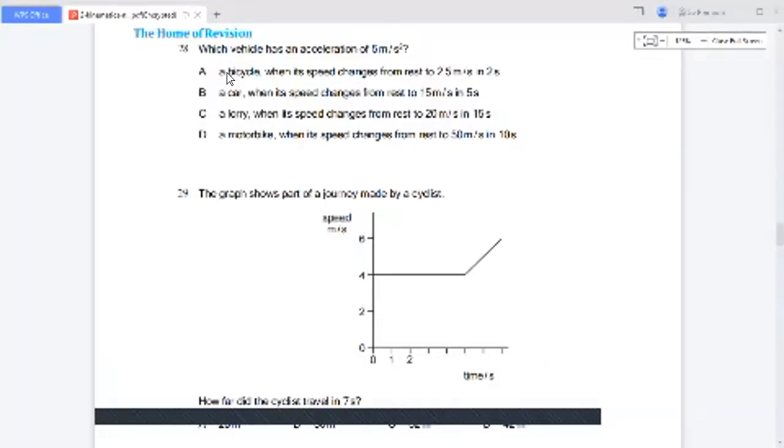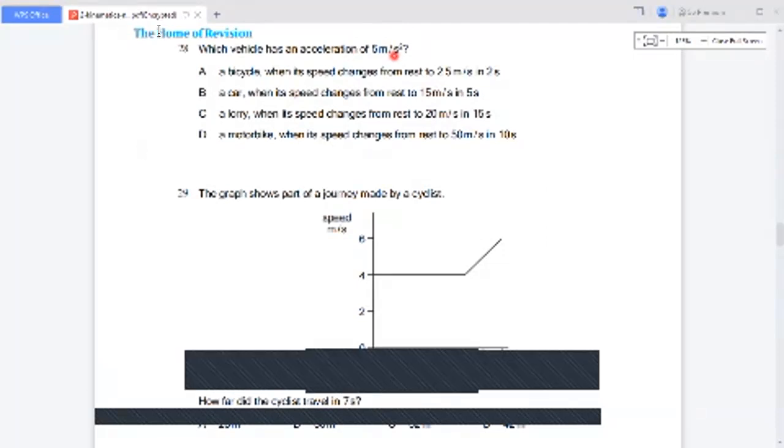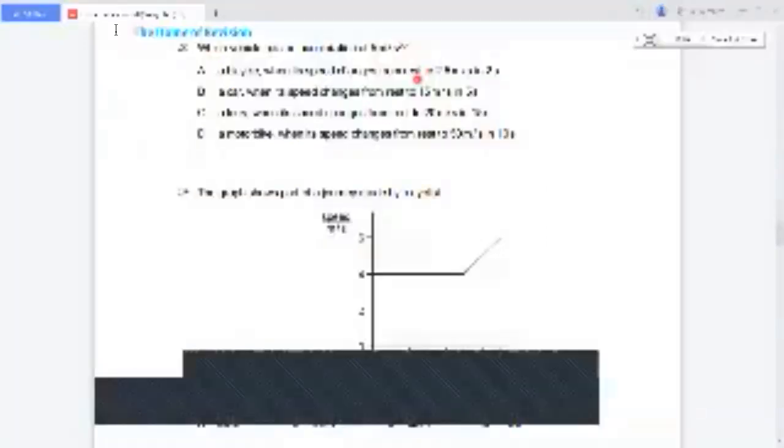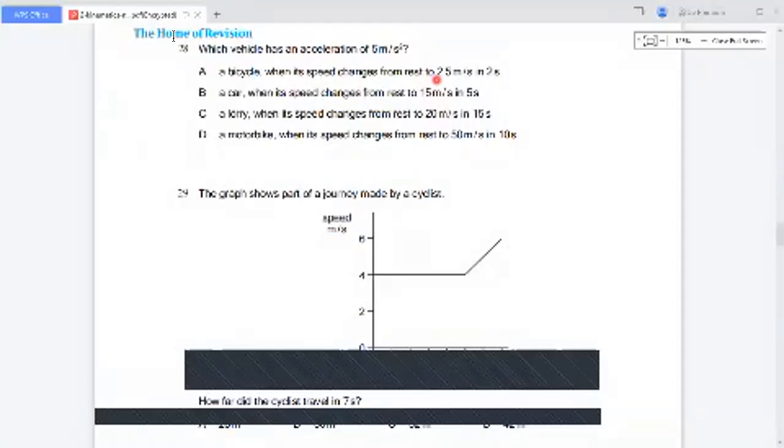Question number 28. Which of the following has an acceleration of 5 meter per second? So a bicycle, when it speeds from rest means its initial velocity is 0 and final velocity is 2.5. So 2.5 minus 0 and in 2 seconds means divided by 2.